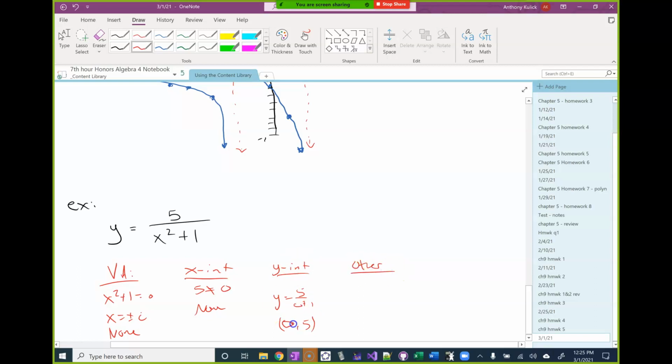And this is, again, an HA or EB at y equals 0. Same situation as before, right? Where the degree of the numerator is 0, the degree of the denominator is 2. And in fact, you can tell from this situation that this one's an asymptote because there's no place where the graph crosses the x-axis.